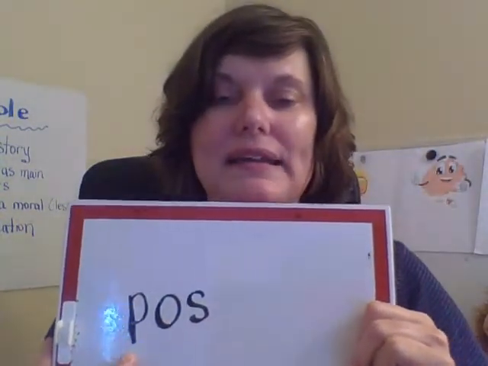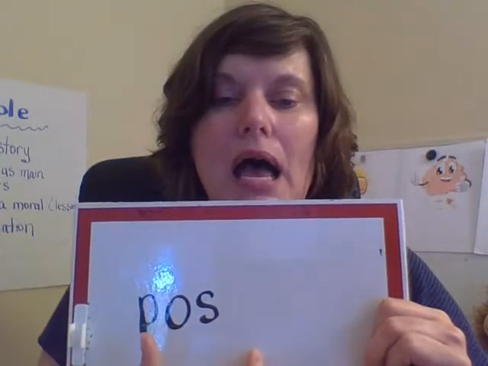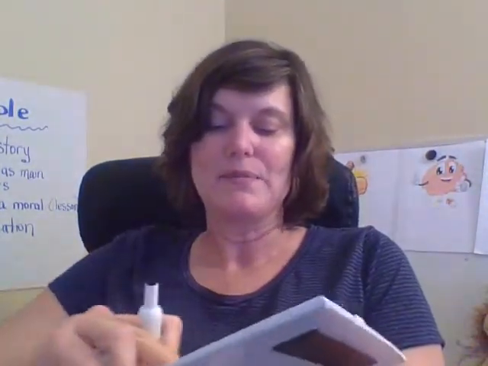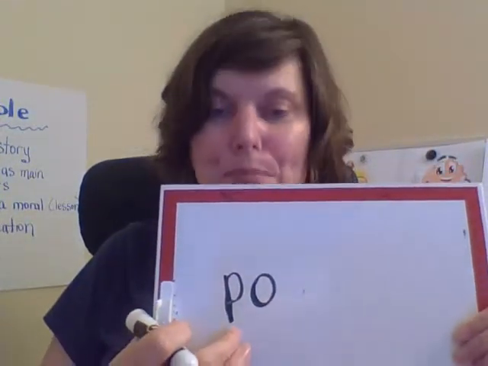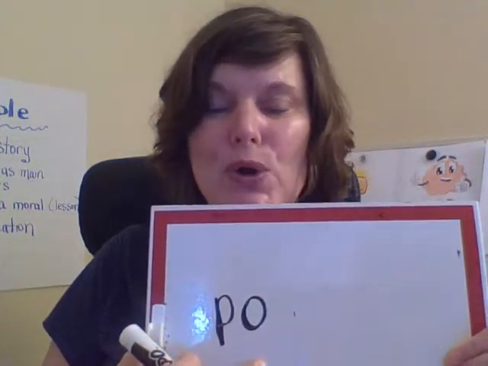Now I've added a letter. Pause, pause. Probably like positive. That could be an example that would have that syllable. Now I'm going to take a letter away, and we now have po, po, like potent, which is something that's very strong.